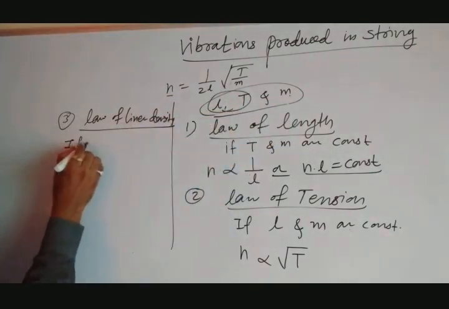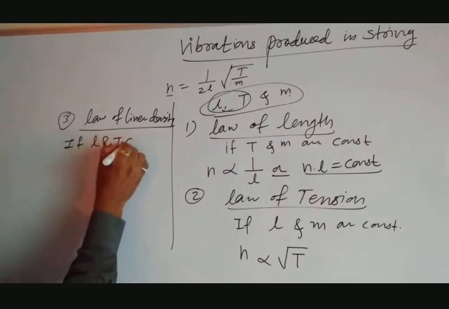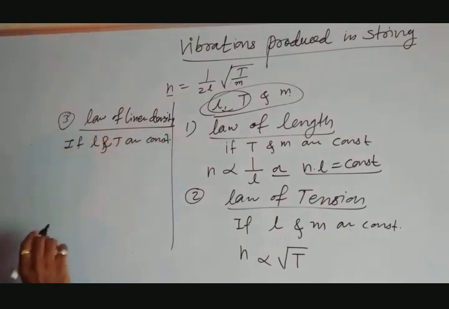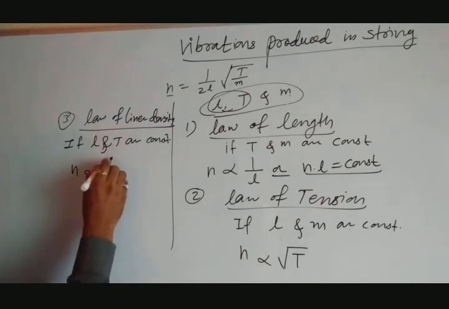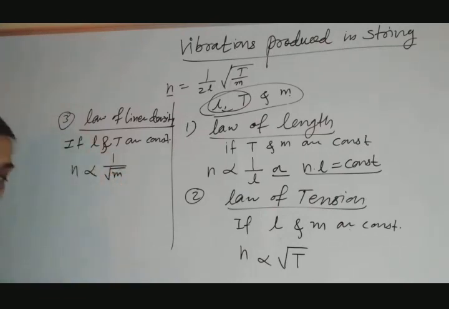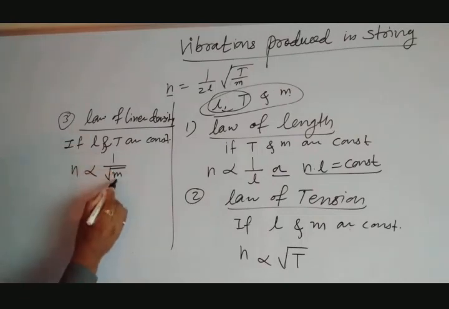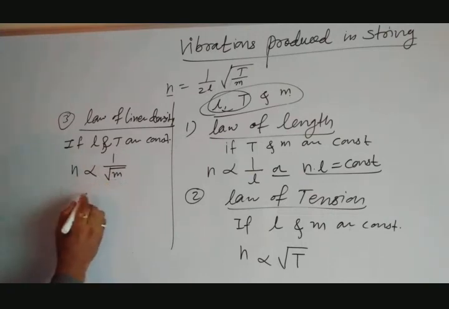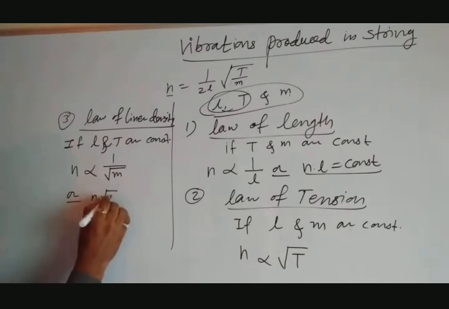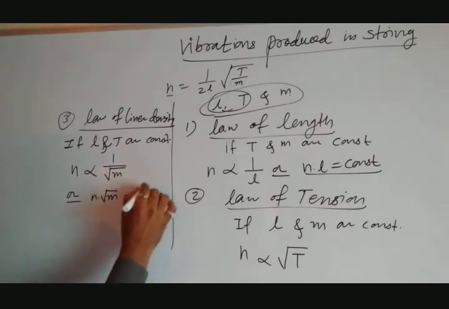So if L and T are constant, the fundamental frequency of vibration is found to be directly proportional to 1 divided by the square root of linear density. Another way to say it: the fundamental frequency of vibration is inversely proportional to the square root of linear density, mass per unit length. Same thing you can write as N into square root of M is equal to a constant, as we have written here.